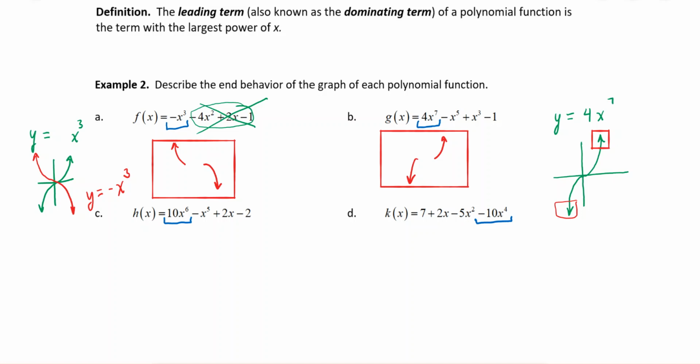For part C, we have 10x to the 6th. X to the 6th looks like x squared. And multiplying by 10 is another vertical stretch. It doesn't change the direction of the arrows. So we know our answer is this picture, this arrow, and this arrow. And so we can draw it here. We can draw an up arrow on the left and the right.